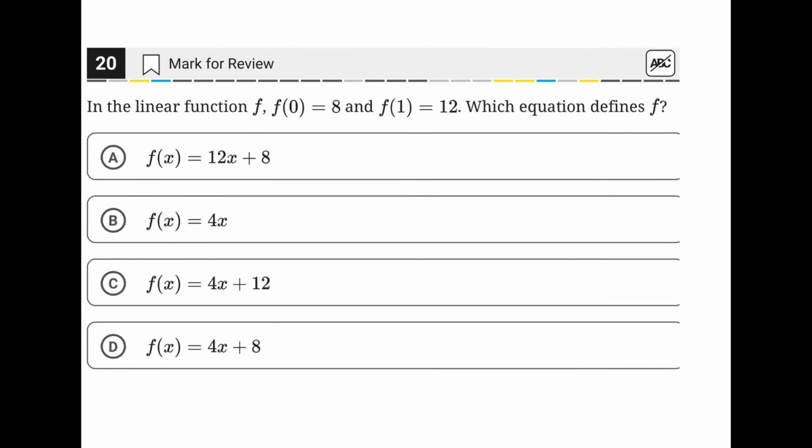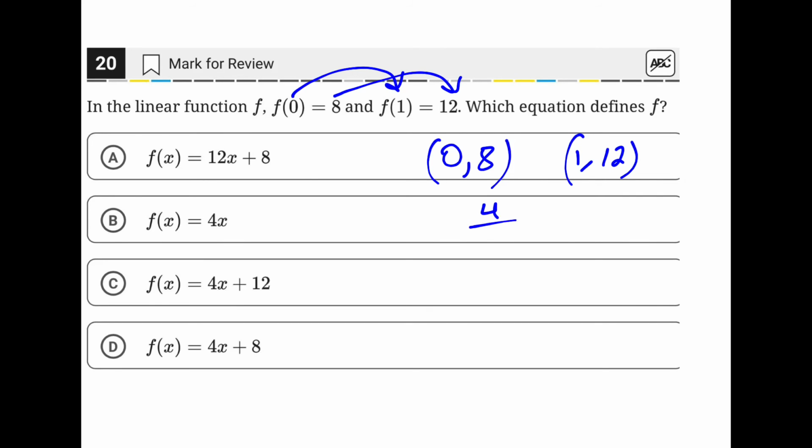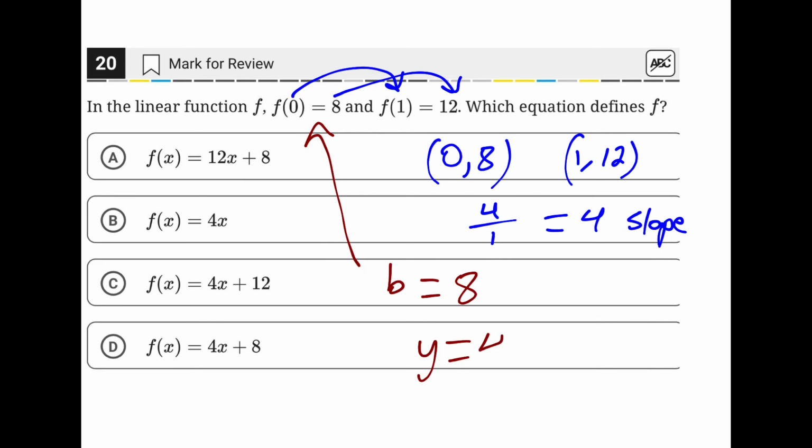So if f of 0 is 8 and f of 1 is 12, you can write this a couple of ways. You could write these as coordinates, (0, 8) and (1, 12), and we could use our slope formula to figure out the equation. We can also recognize that as we go from 0 to 1, we go from 8 to 12. So our rise is 4, our run is 1. So 4 is our slope. And if you consider this point, (0, 8), that tells us the intercept is 8. So we're looking for 4x plus 8. D.